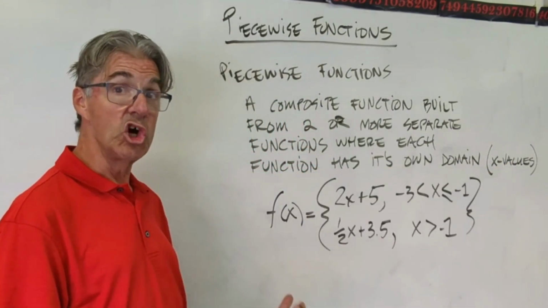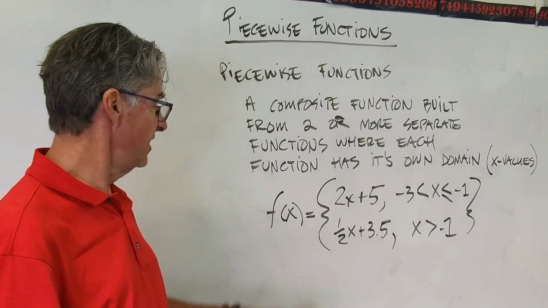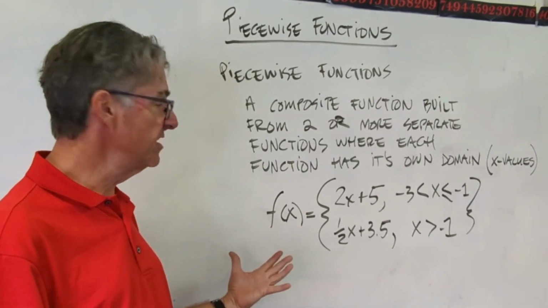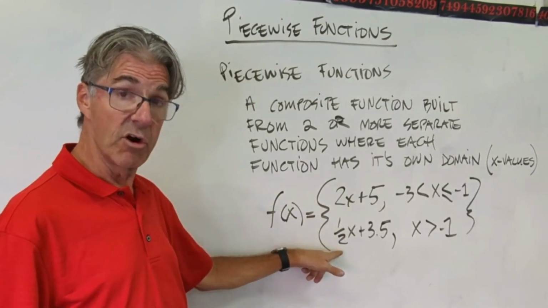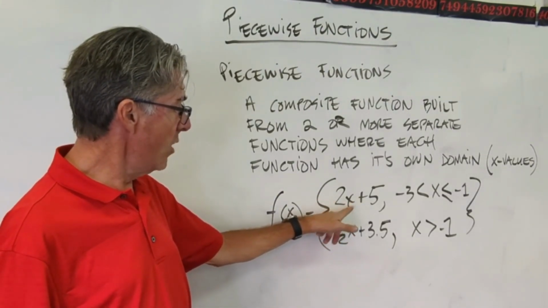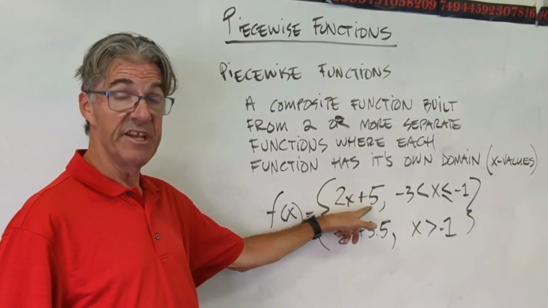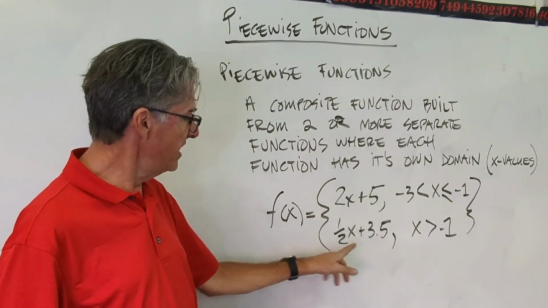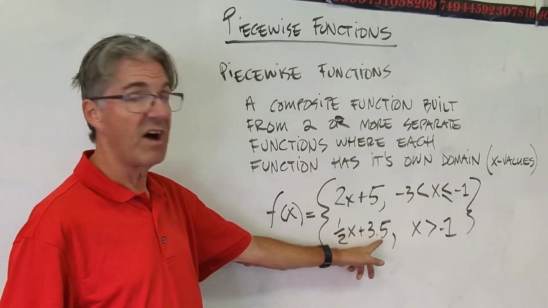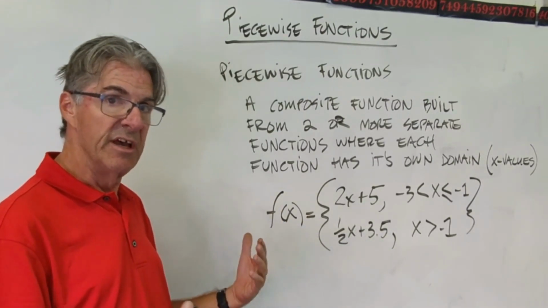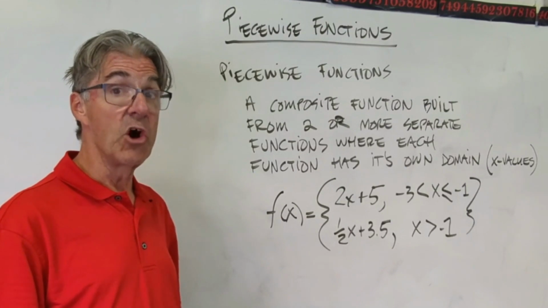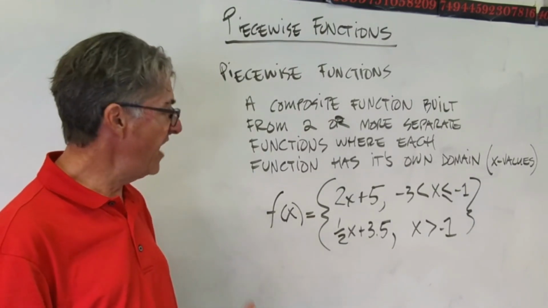All right, let's take a look at one of these types of functions. F of x, that's the name of this function. Now, it's telling us two separate functions. So here are the two functions. At one point, it's 2x plus 5. That's a linear function. And then at another point, it's 1/2 x plus 3.5. So we're defining this function as two separate functions. And then we talk about having different domains or different x values.